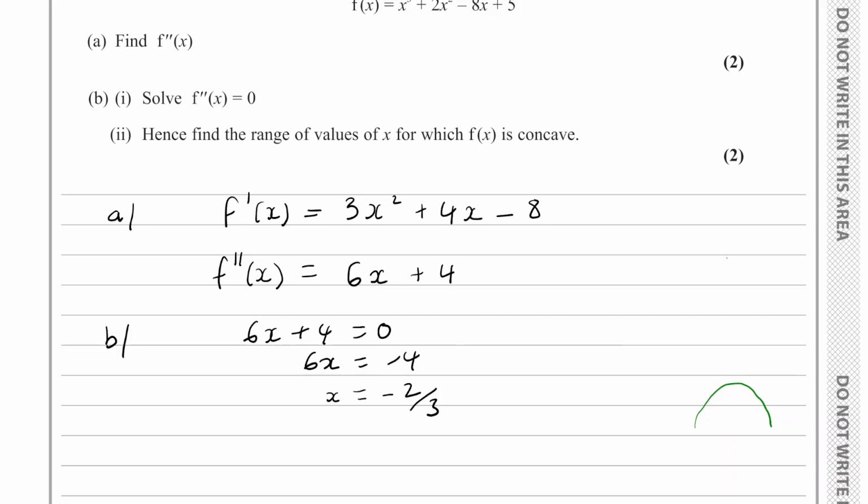So we want to know where 6x plus 4 is less than 0. We don't actually need to solve this again. Take away 4, divide by 6. So x has to be less than minus 2/3.